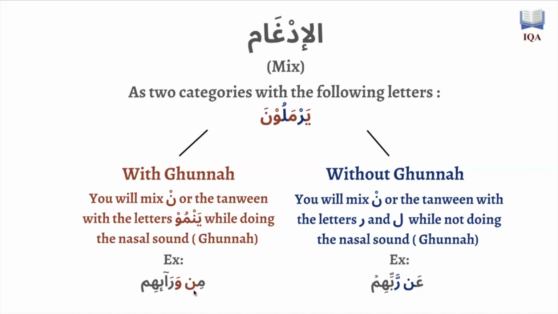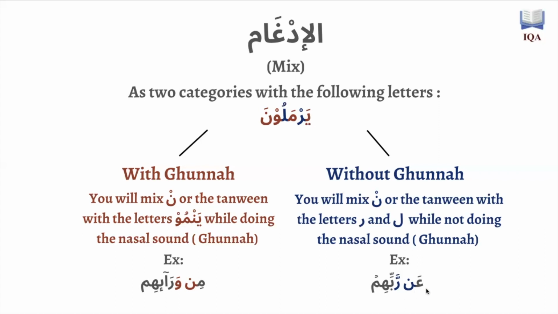You're going to say min wara'ihim, man ya'mal, and so on. You can clearly hear the nasal sound from my nose when I'm mixing these two letters together. On the other hand, sometimes al-idgham is going to happen without ghunna, and this is going to happen with the ra and the lam. Here, you're going to mix the nun as-sakina or the tanween with the ra and the lam while not doing the nasal sound. The nasal sound is not going to be heard.